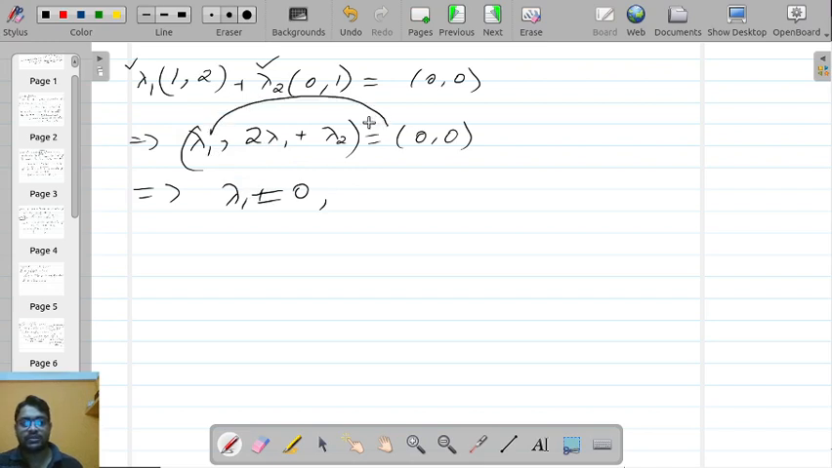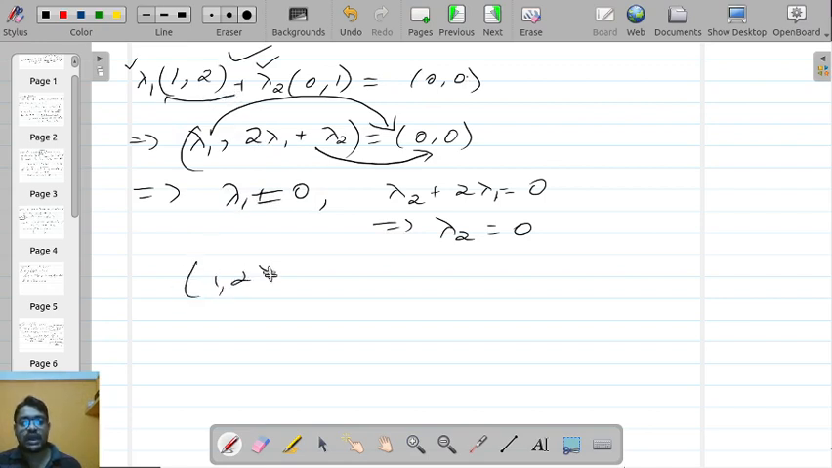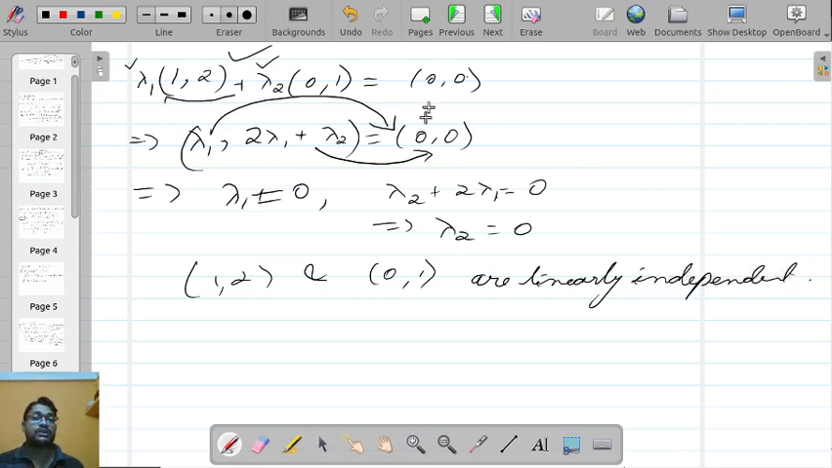Okay, if I compare the first coordinates and the second coordinates, what do you get? Lambda 2 plus 2 lambda 1 equal to 0. Okay, but lambda 1 is already 0, we have evaluated, so lambda 2 is also 0. So this type of linear combination will be 0 if and only if both the scalars are 0. Okay, so we say that (1, 2) and (0, 1) are linearly independent. Of course, we'll define it formally.